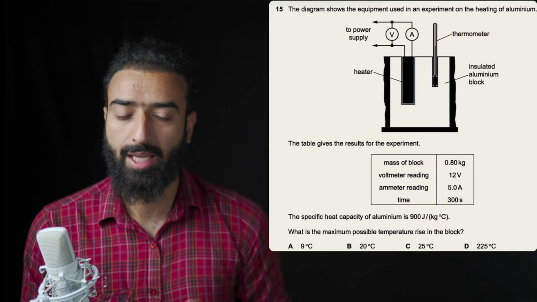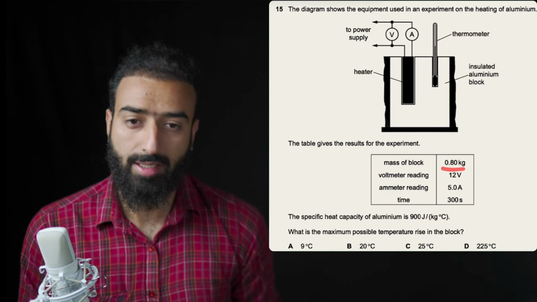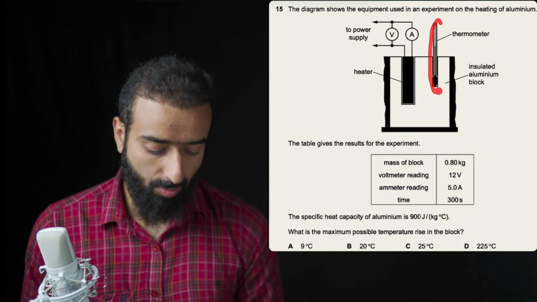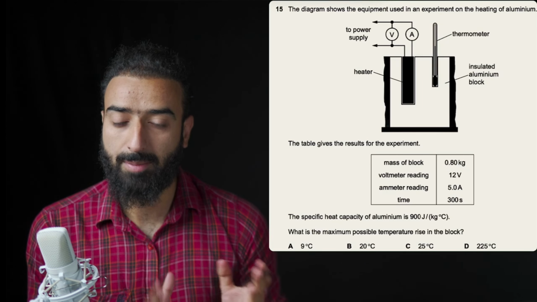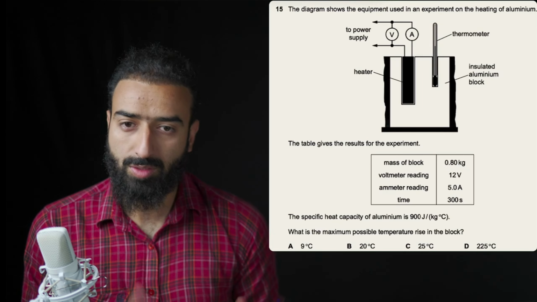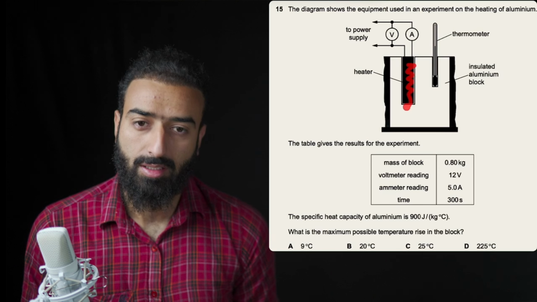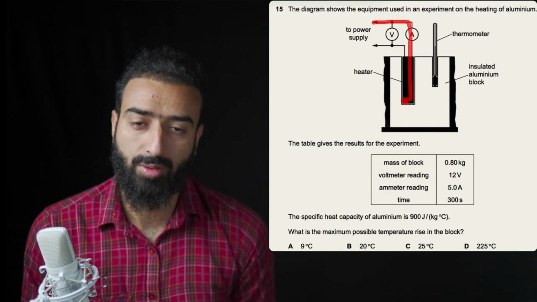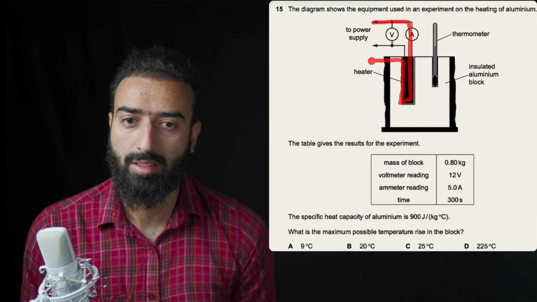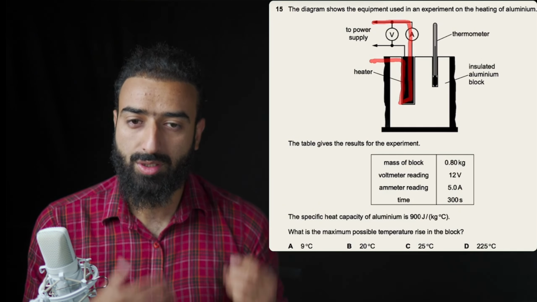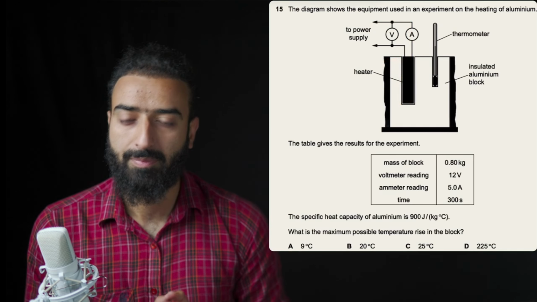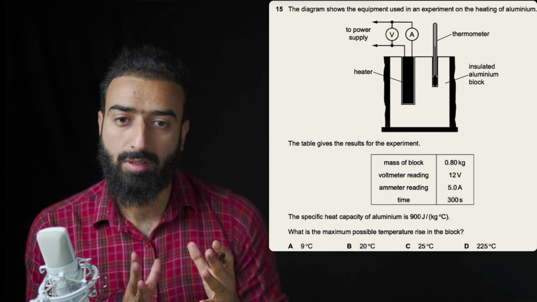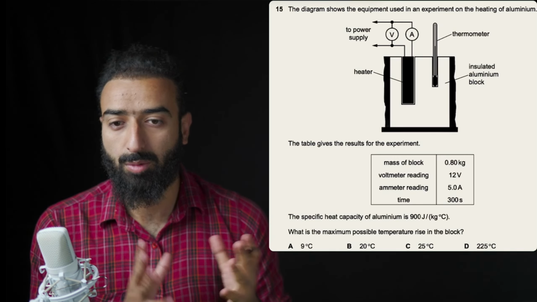In this example, we have a block of mass 0.8 kilograms, and we are trying to heat it up. So we stick in a thermometer to measure the temperature rise. What we do is we place a heater inside this block, and we connect it to an electric source. So current is going to flow into this heater, heat the heater up, which in turn is going to heat the block. We have to find out how much the maximum increase in the temperature of the block would be.